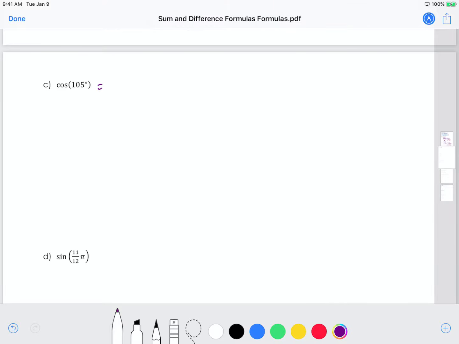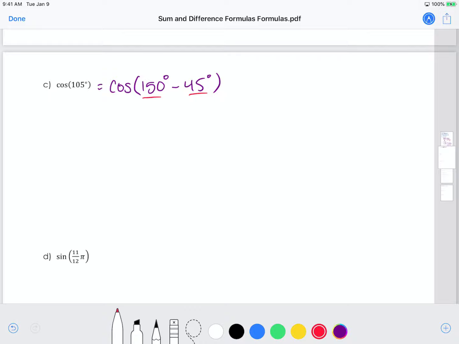The next example, I can rewrite 105 degrees as 150 degrees minus 45 degrees. I have both of these angles on my unit circle. Now there may be another way to write this. As long as it adds up, or you subtract and take the difference and you get 105, you can write it however you want. You just want to make sure that you're picking angles that are from the unit circle.